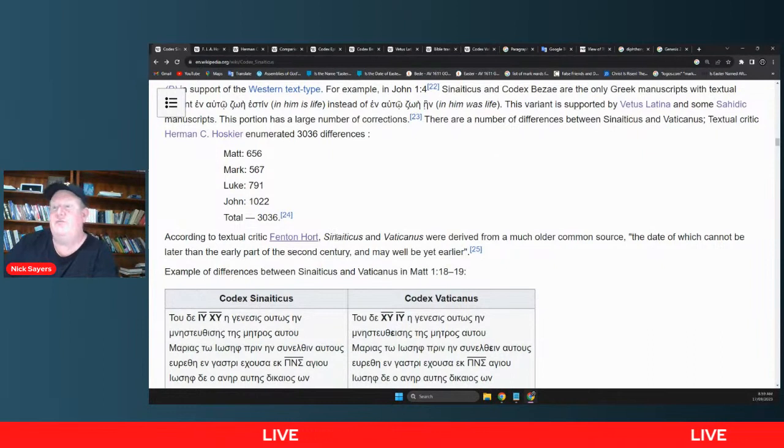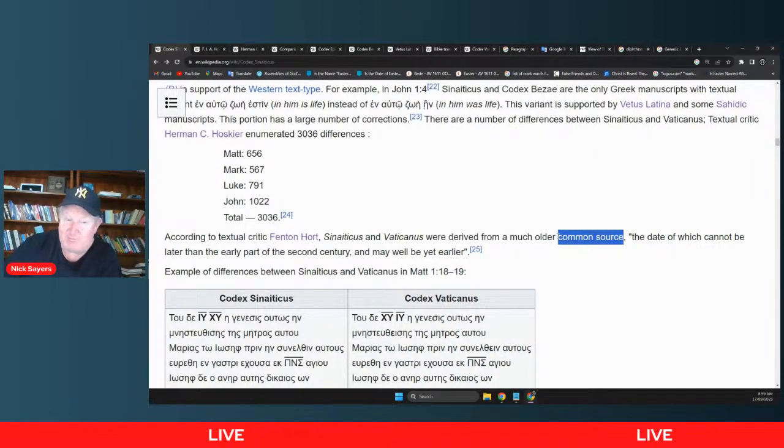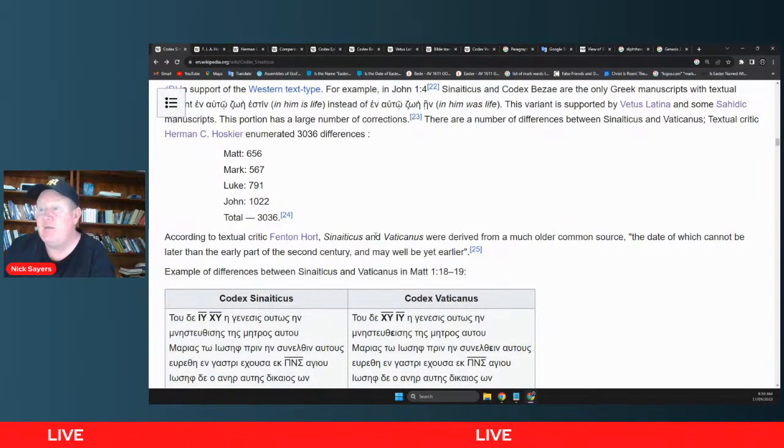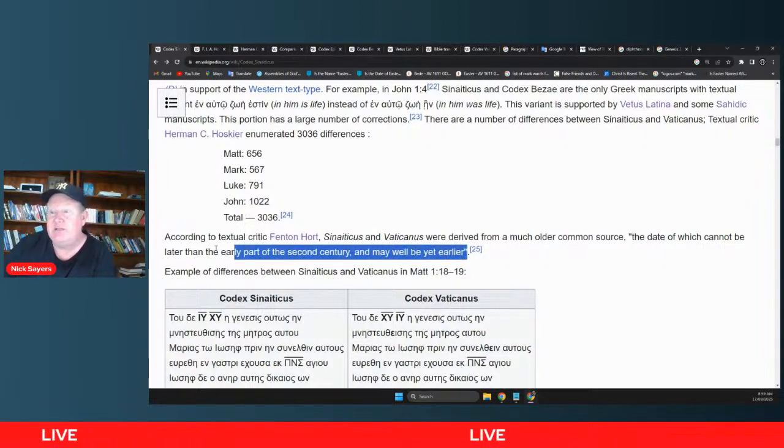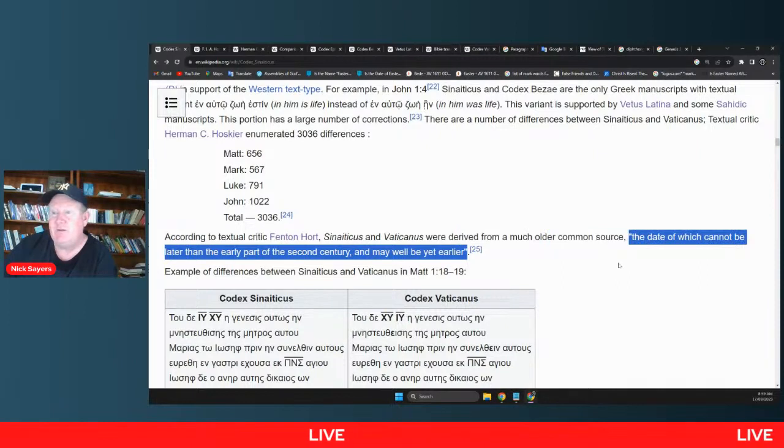According to textual critic Fenton Hort, Sinaiticus and Vaticanus were derived from a much earlier common source. Have you heard that before? Have you heard James White say the Vaticanus and P75? There's a direct lineage there that showed that they had an earlier ancestor and all this. The date of which cannot be later than the early part of the 2nd century and may well be yet earlier. So it's like this phantom manuscript that they don't have, but they're saying they're related.